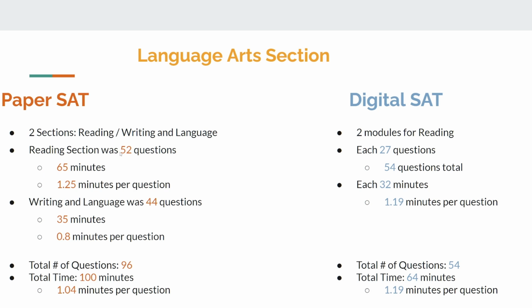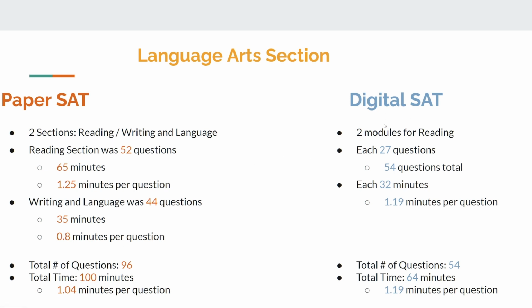The reading section has 52 questions and is 65 minutes long, so there's roughly 1.25 minutes per question. The writing language section has 44 questions and is 35 minutes long, so there's roughly 0.8 minutes per question.